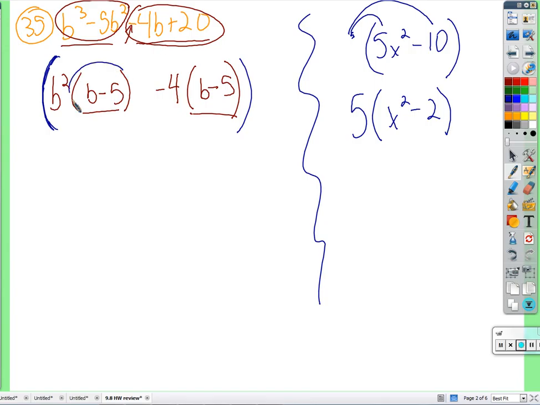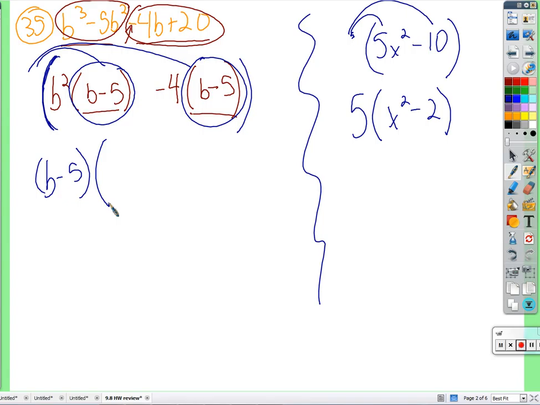We can take a b minus 5 factor, because it's multiplied in both terms. B minus 5 times b squared, b minus 5 times negative 4. So you got the common factor of b minus 5. What's left on the inside when we take away a b minus 5 from both? B squared minus 4. This one, we can't factor anymore, but this one, can we factor that some more? You can, because it's called a difference of squares. B squared and 2 squared.